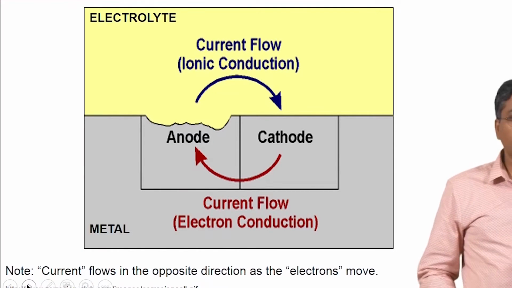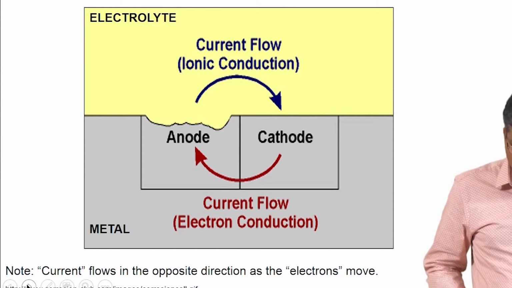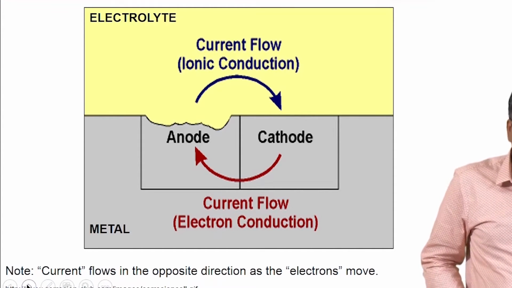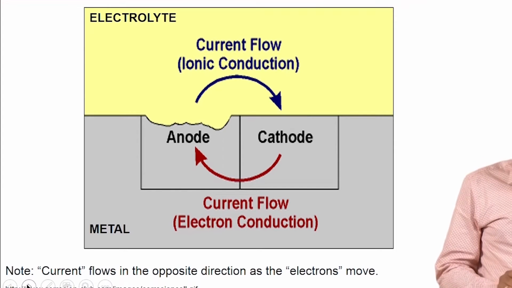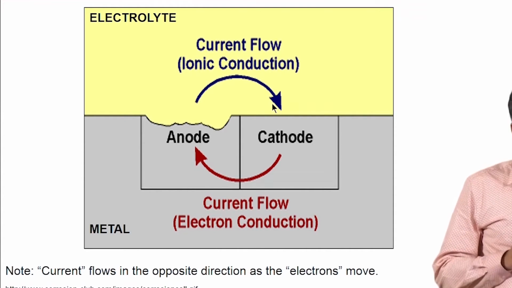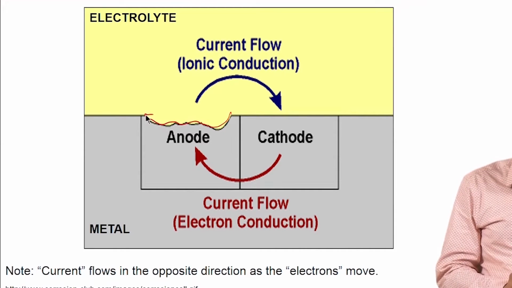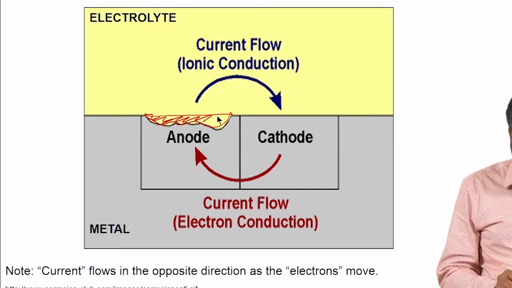Looking at corrosion as a mechanism, there are 4 components or essential parts of any corrosion cell. You have to have an anode, a cathode, an ionic conductor and an electronic conductor. Here you can see the region which is corroding from the metal surface; this was the original metal surface, so this much metal has been lost.